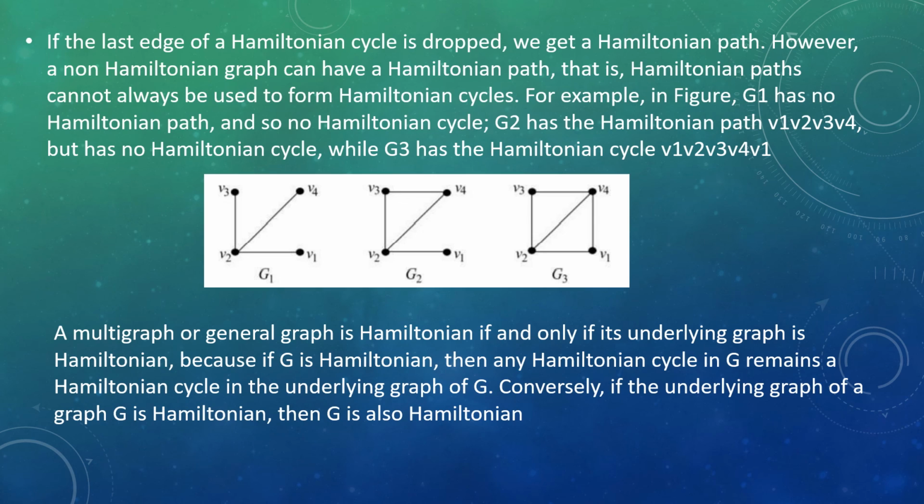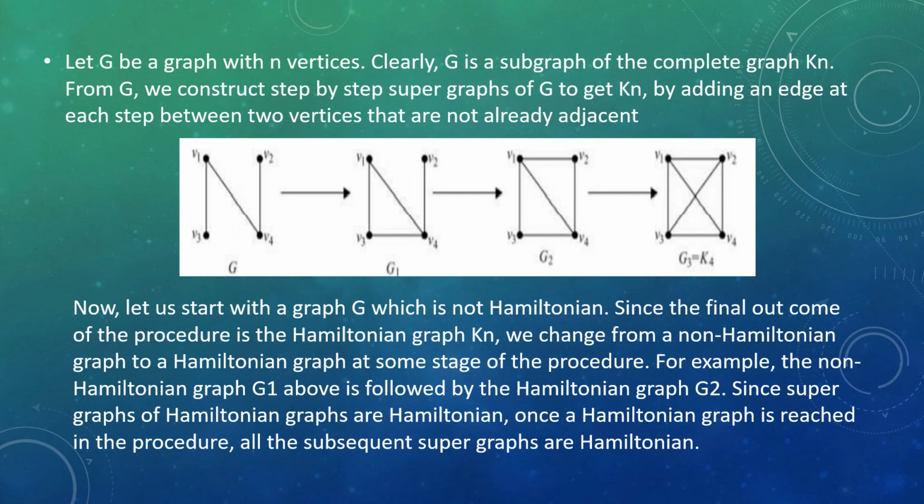A multigraph or general graph is Hamiltonian if and only if its underlying graph is Hamiltonian. Because if G is Hamiltonian, then any Hamiltonian cycle in G remains a Hamiltonian cycle in the underlying graph of G. Conversely, if the underlying graph of a graph G is Hamiltonian, then G is also Hamiltonian.